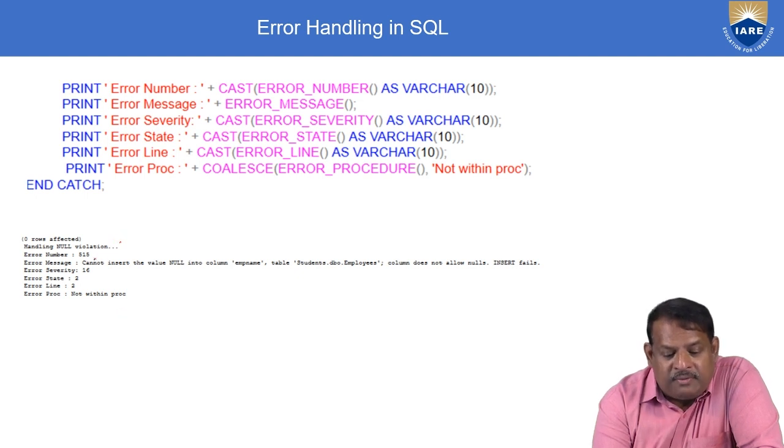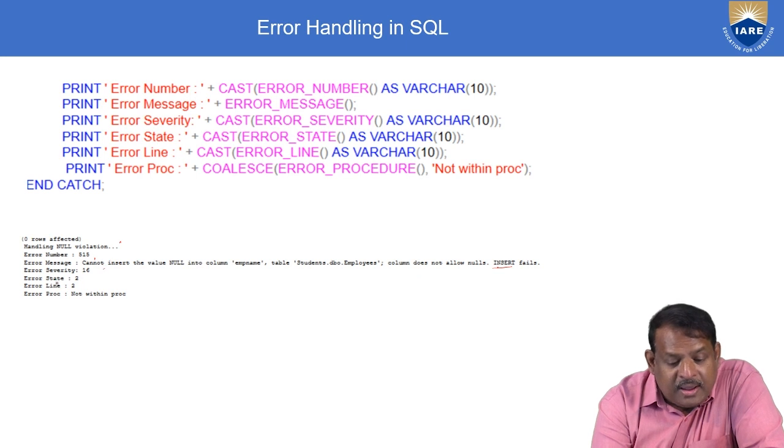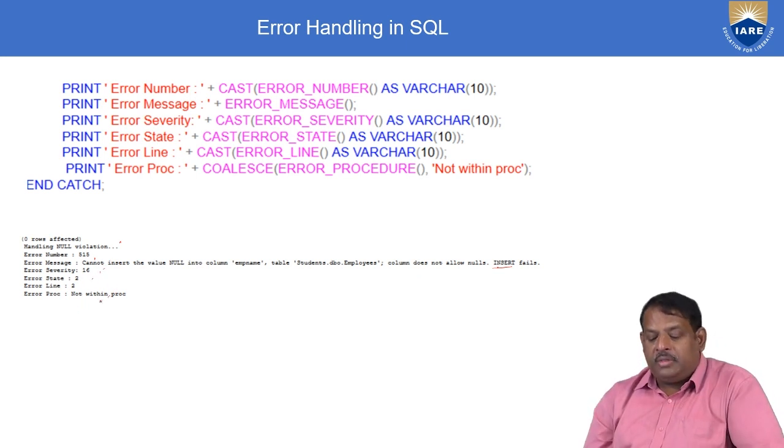Error number is 515. What is the error message? Cannot insert null into column EMP name because the table does not accept null values. Error severity is 16. Error state is 2. Error line is 2. Error procedure is not within the stored procedure.